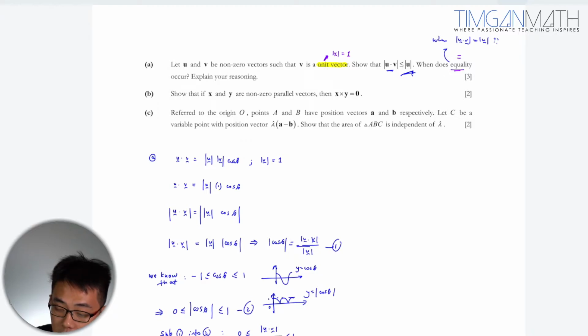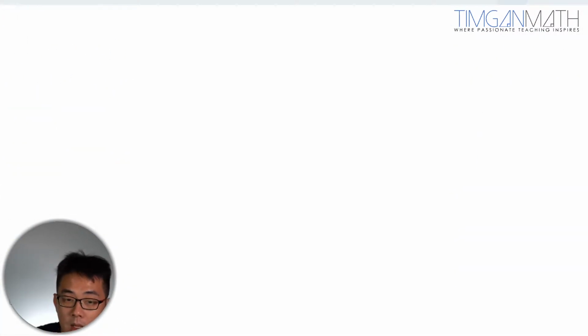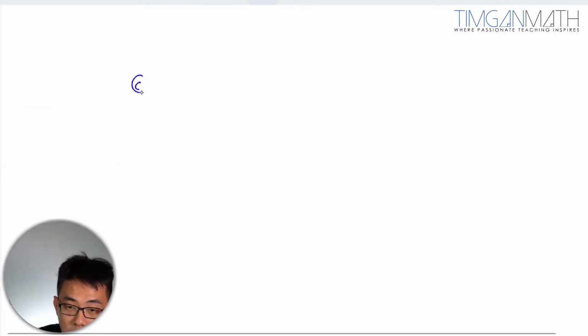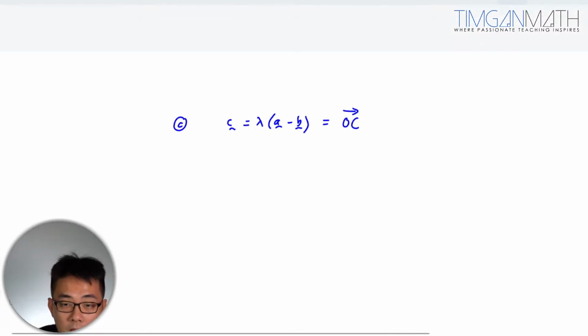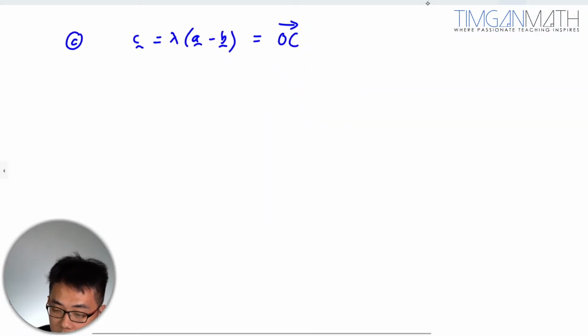Okay, great. I think we're going to write a few things there. We are given that C is a variable point, so write this down: C is equal to lambda A minus B. In other words, OC is just this. Alright, show that the triangle ABC.